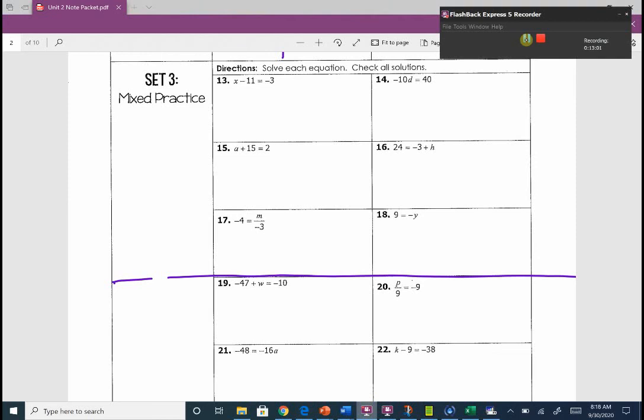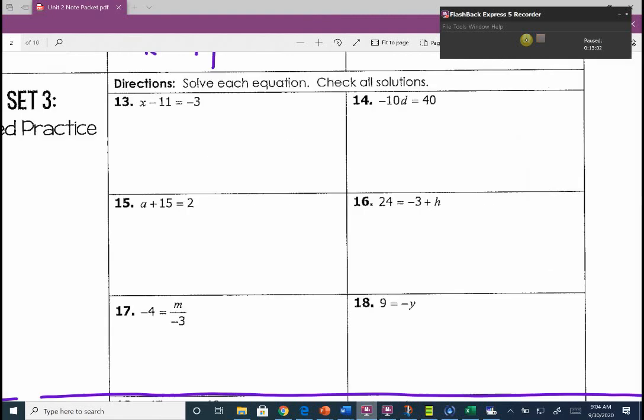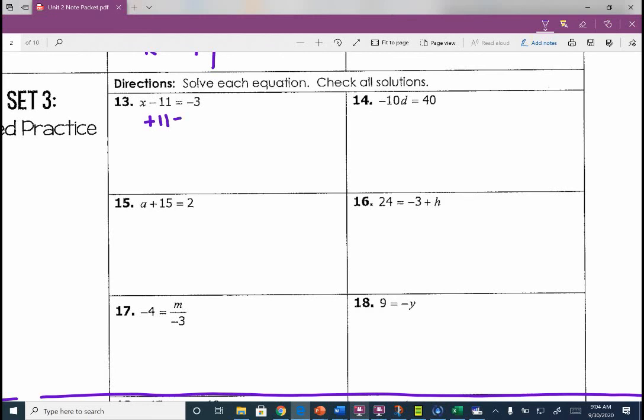All right, so now that we've had a chance to try 13 through 18, let's take a look at the solutions for those. Number 13, we have subtraction. To undo subtraction, or its inverse, would be to use addition. So we would add 11 to both sides. So x equals positive 8. To check it, we put the positive 8 back in for x, and we end up with -3 equals -3. It checks.